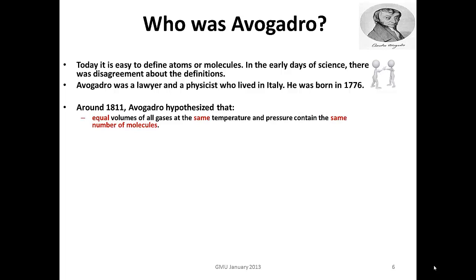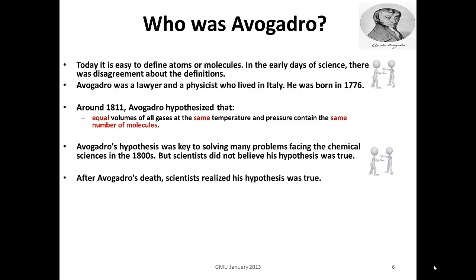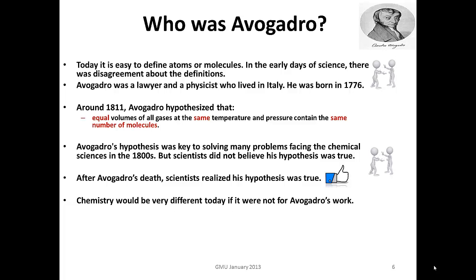Around 1811, Avogadro hypothesized that equal volumes of all gases at the same temperature and pressure contain the same number of molecules. Avogadro's hypothesis was key to solving many problems facing the chemical sciences in the 1800s. But scientists did not believe his hypothesis was true. After Avogadro's death, scientists realized his hypothesis was true. Chemistry would be very different today if it were not for Avogadro's work.